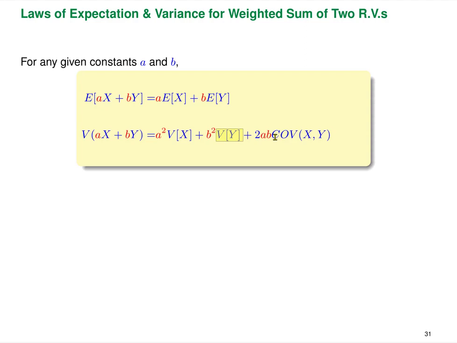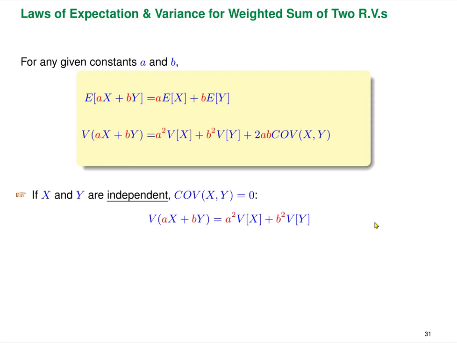If you can still recall your high school algebra, this formula is actually reminiscent of the square of the sum formula. Please do not forget about the 2 in front of the covariance term. These two formulas are referred to as the law of expectation and the law of variance for weighted sum of two random variables.